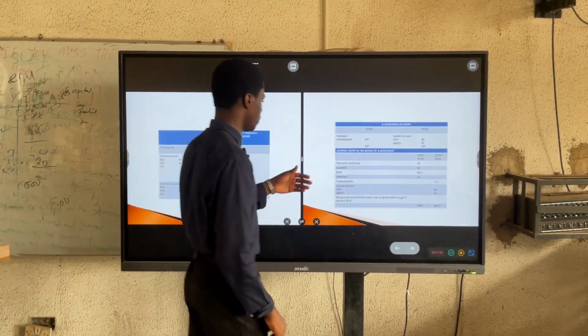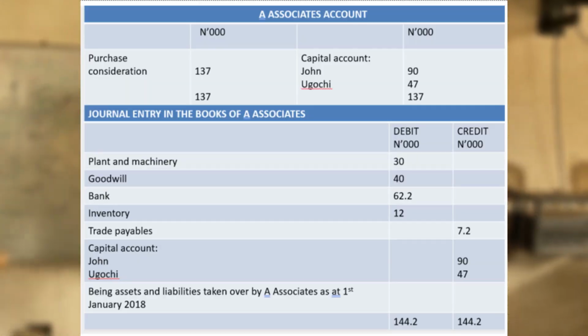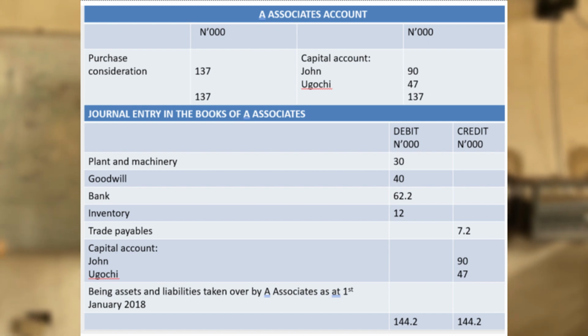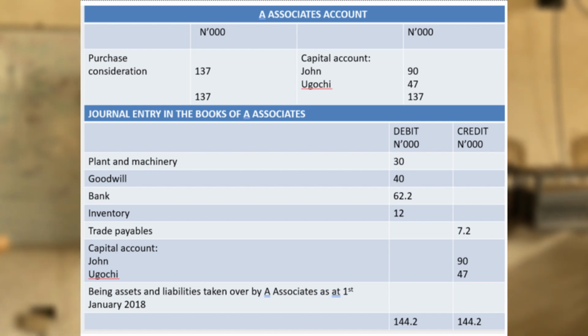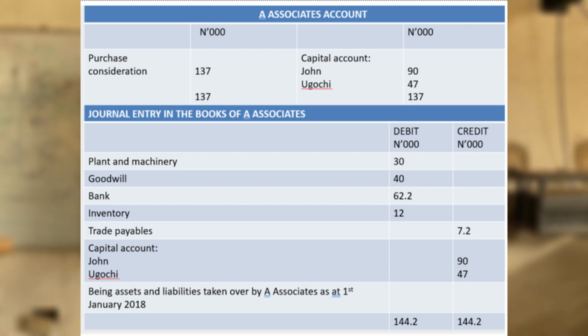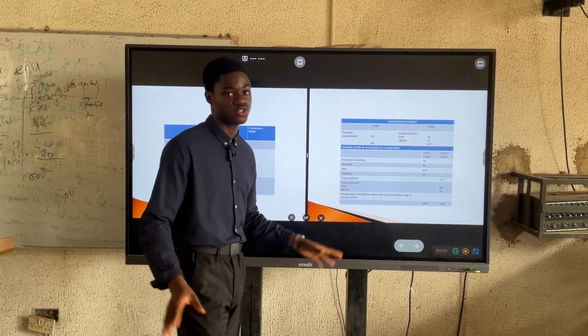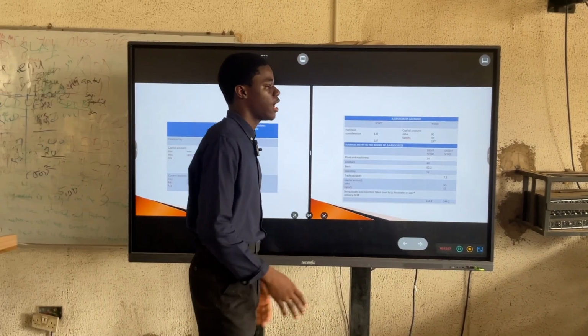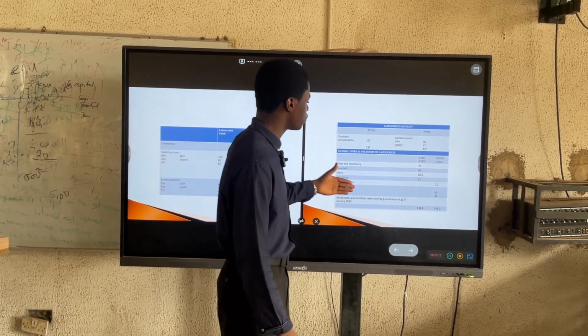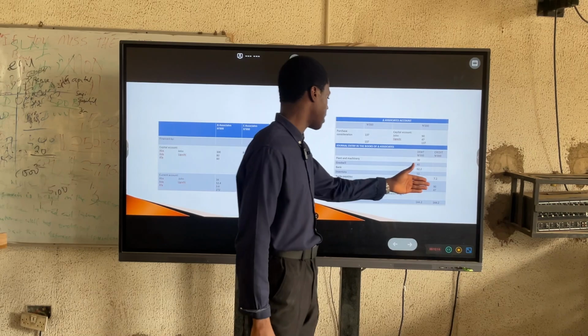Yeah, so the plant and machinery was taken over at what? 30,000, because it was revalued from 15 to 30,000. So that's why we have 30,000 here. Goodwill too was taken over at what? 40,000. The bank was also taken over at what? 62.2 thousand. And then we have inventory. It was also taken over at 12,000. The reason why we are debiting this is because they are simply an asset. So the rule in accounting is you debit your assets and you credit your liabilities. So these four here were assets and they were debited. The trade payables also, because it's a liability, it was credited as 7.2.